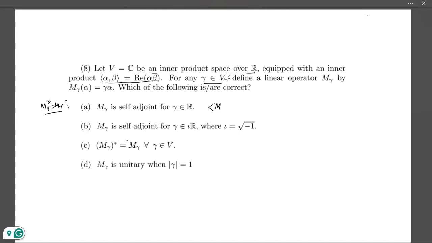Question mark is this, a part. M gamma of alpha beta. This is nothing but gamma alpha beta, because M gamma is multiplication by gamma.